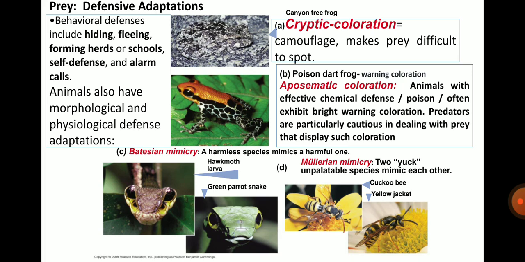Then there is what is known as mimicry, which is of two types. Batesian mimicry, where a harmless species mimics a harmful one. For example, a hawk moth larva mimics the green parrot snake. The other type is Mullerian mimicry, where two unpalatable species mimic each other. For example, the cuckoo bee mimics the yellow jacket insect.